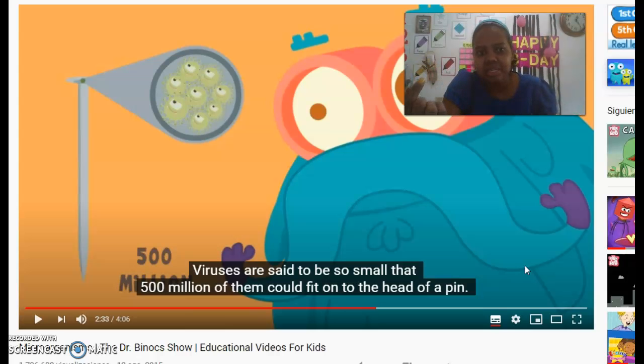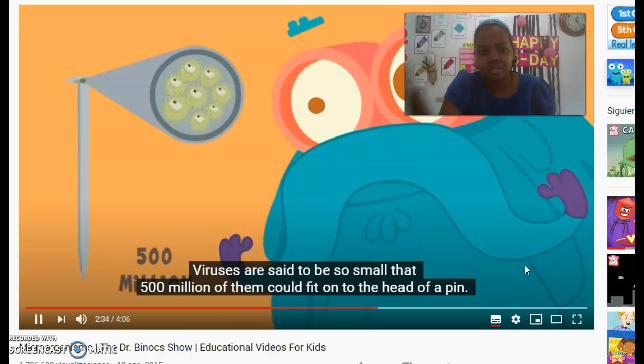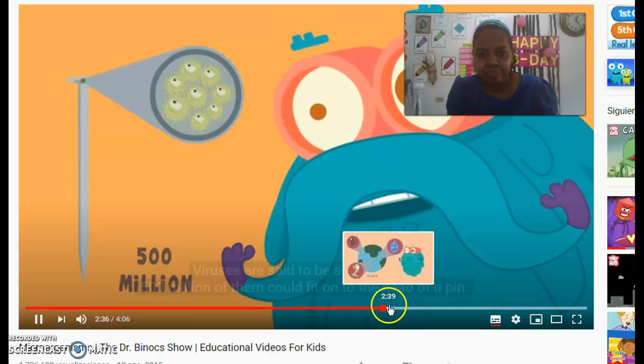That's amazing. It's incredible. How can 500 million viruses fit on the head of a pin? Can you believe that? That's amazing. Millions of them could fit on the head of a pin.